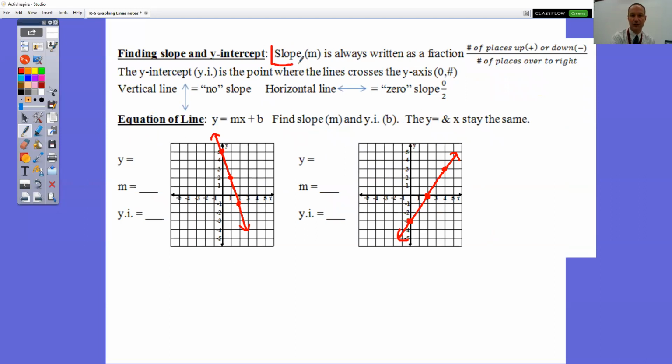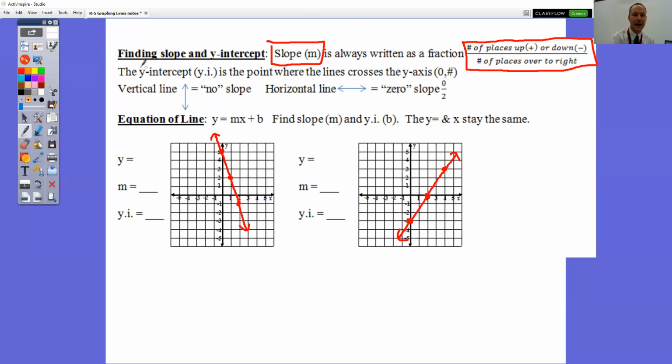Slope, remember the abbreviation for slope is M. Slope is always written as a fraction. The top number in your fraction is how many places you go up or down. Up if it's positive, down if it's negative. And the bottom number in your fraction is how many places we go over to the right. Remember, we always go over to the right. Never, ever, ever go back to the left. All right. We always go over to the right, just like you're reading a sentence.